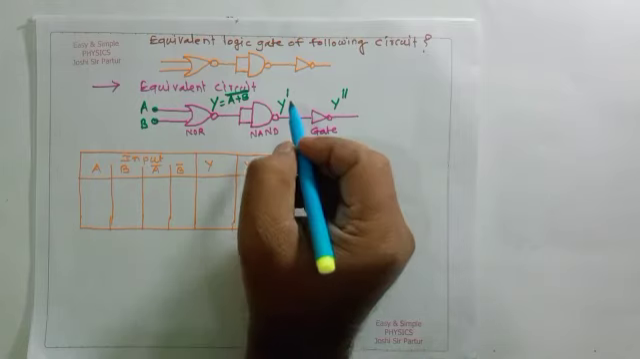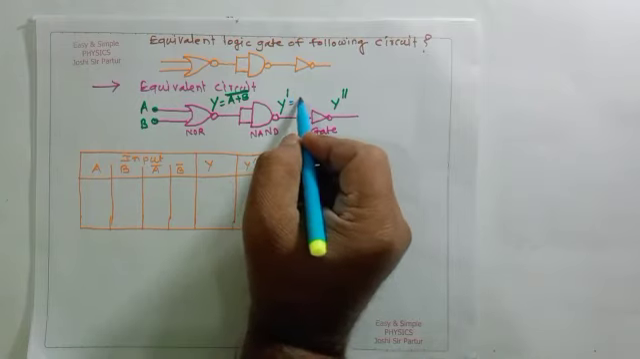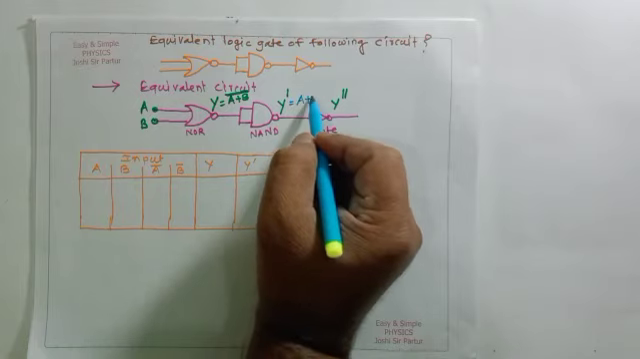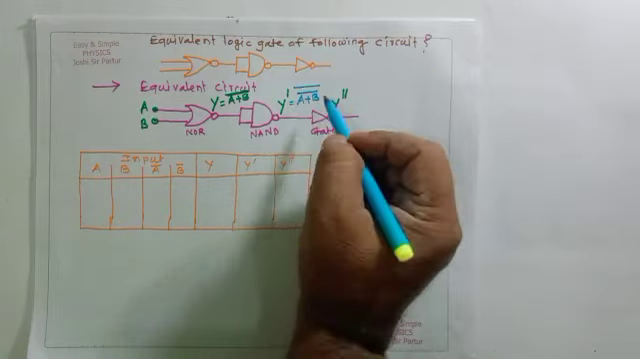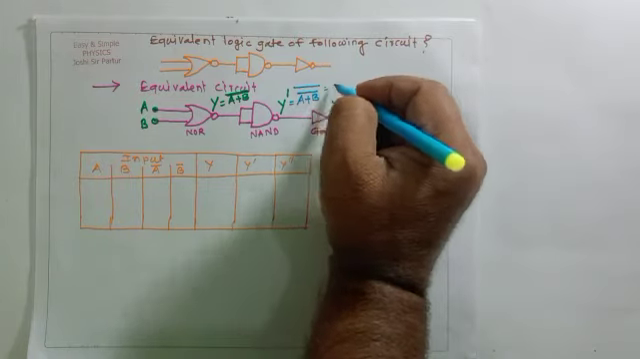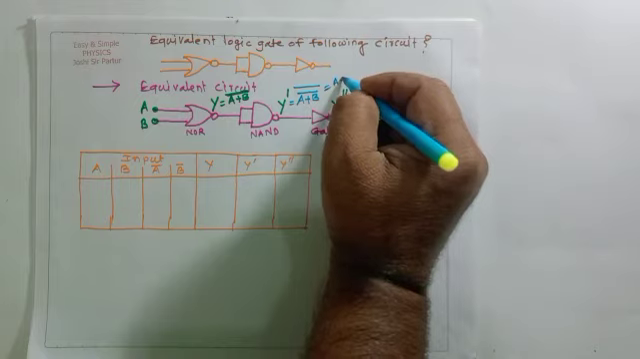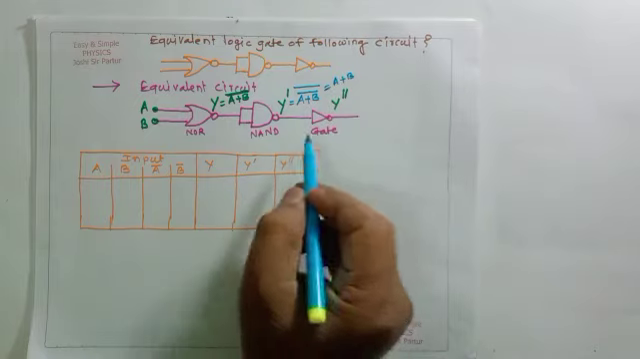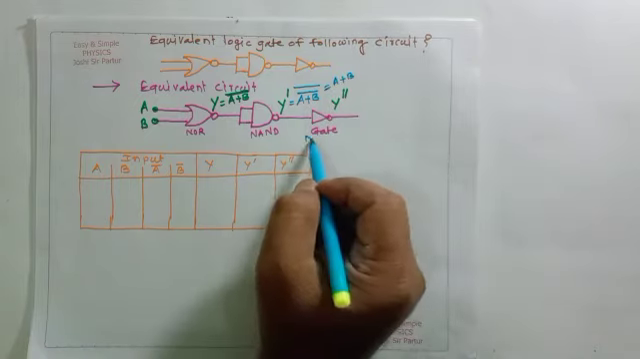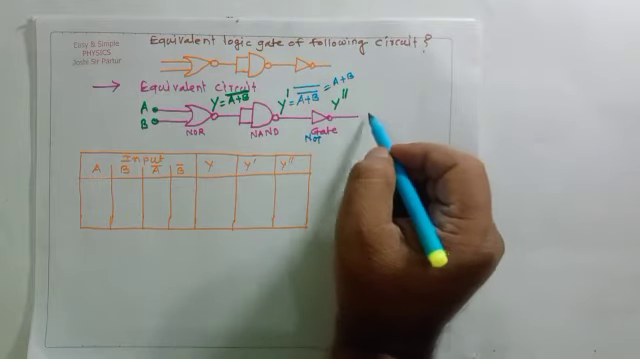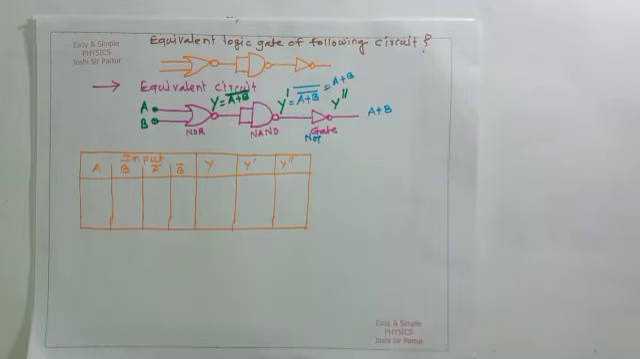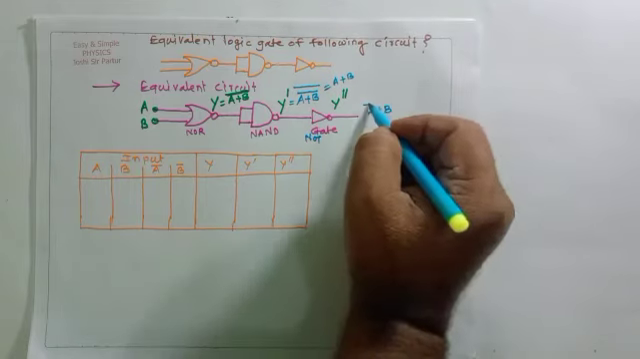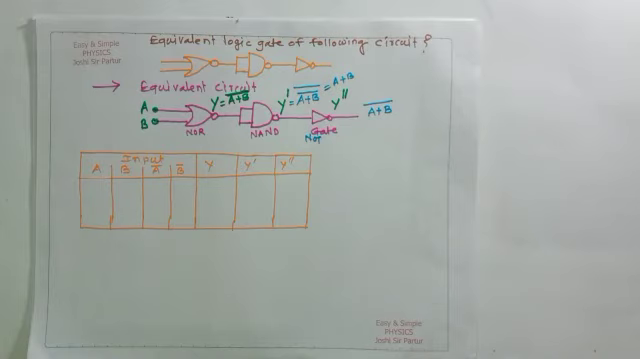So the output Y dash will be the complement of the complement of A or B, which represents A or B. Again a NOT gate is there. This will represent a NOT gate. So here it represents the complement of A or B.